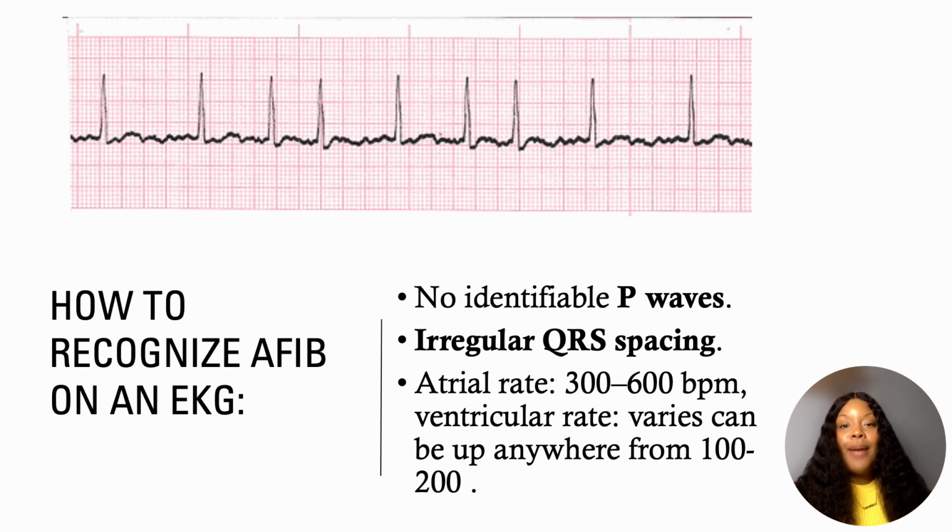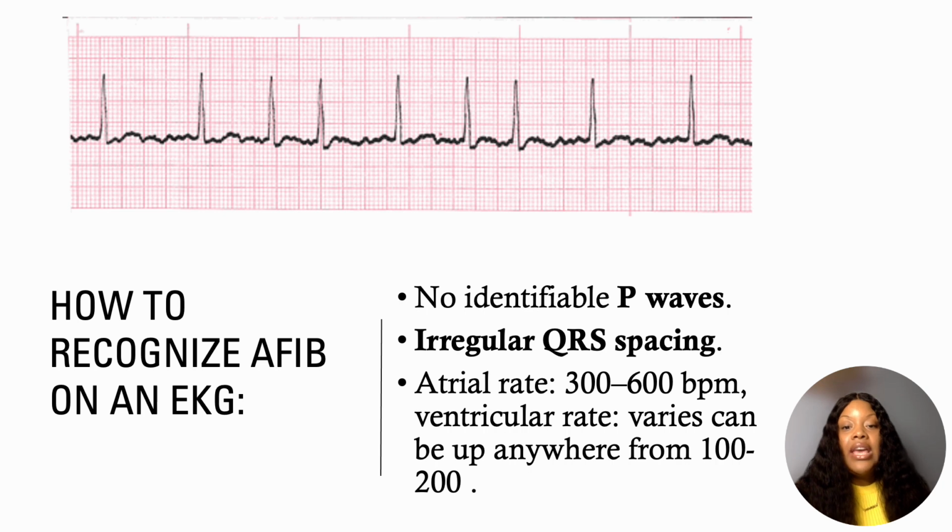So how to recognize AFib on an EKG? The thing about atrial fibrillation is we know that the problem is with the atria, so the atria is going to be our P wave. We're going to see problems with the P wave. With atrial fibrillation, there are going to be no identifiable P waves. As we look at it on the screen, we don't see P waves, right? We kind of just see some little scribbles here, but we don't see an actual P wave. So that lets us know that this patient is in atrial fibrillation.